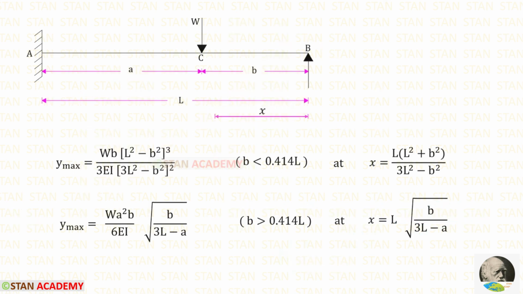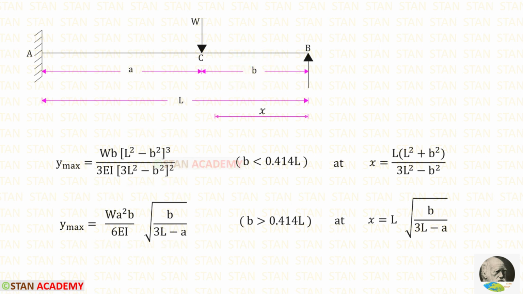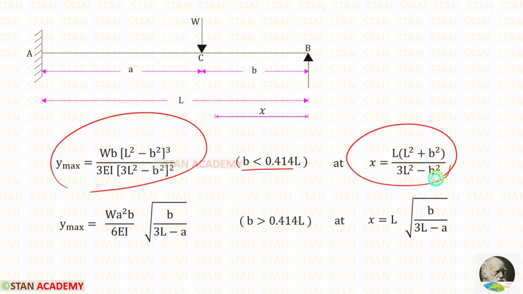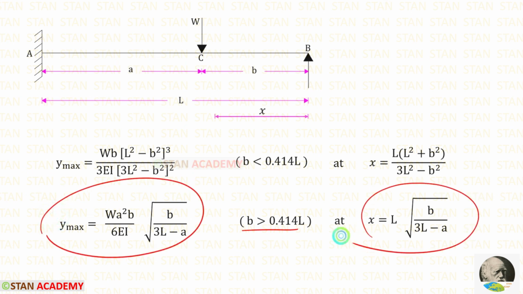So, in this propped cantilever beam, the maximum deflection is either this or this. This is according to the distance B. If B is less than 0.414 L, we have to use this formula, and this is the location. If B is more than 0.414 L, we have to use this formula, and this is the location.